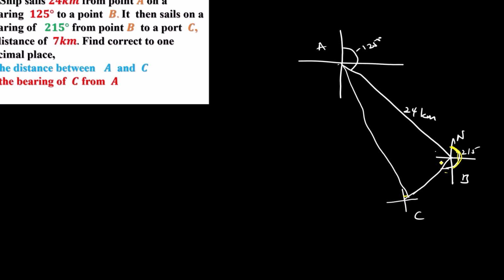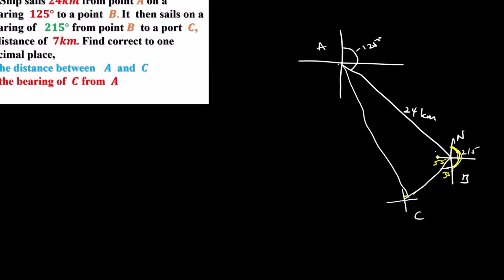Once we know this side, we can find this side, because this side is from 90 degrees. So let's subtract 180 from 215. So this side is 35. And if this side is 35, what will be this side? It means 90 minus 35. So this side is 55.